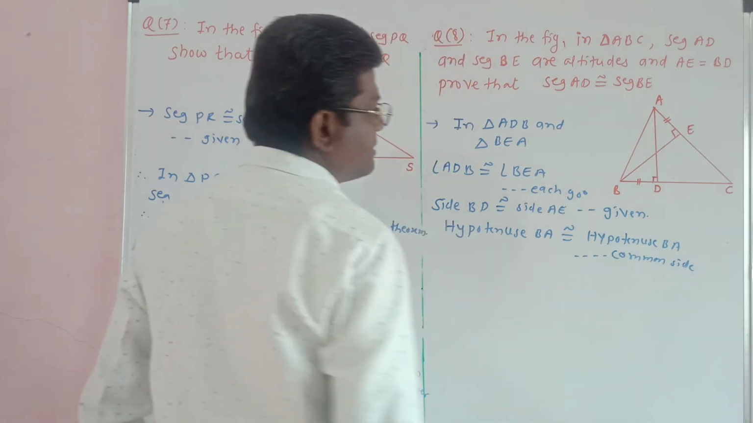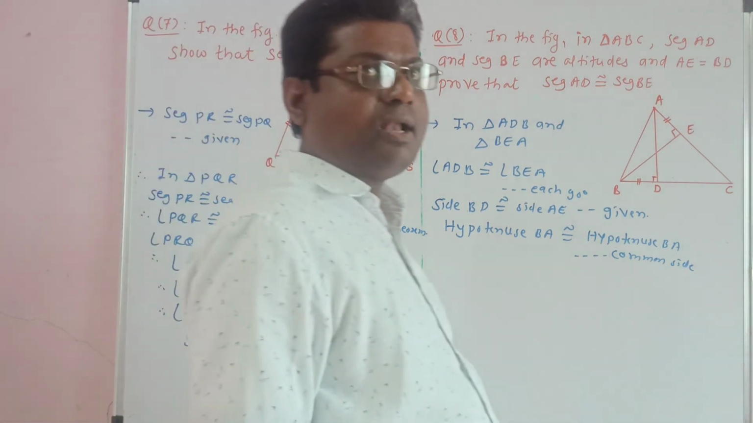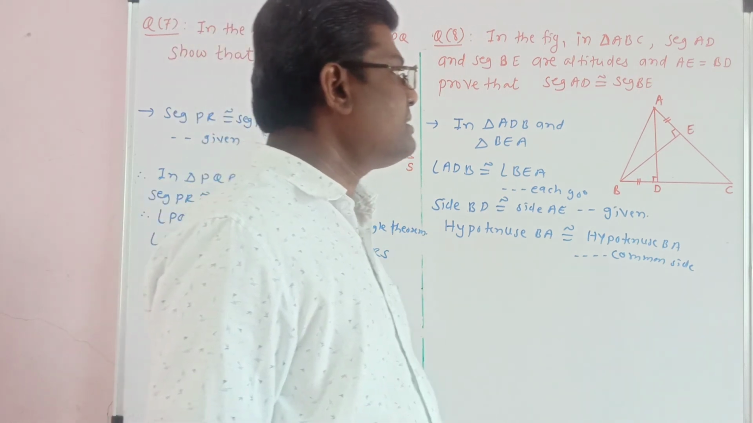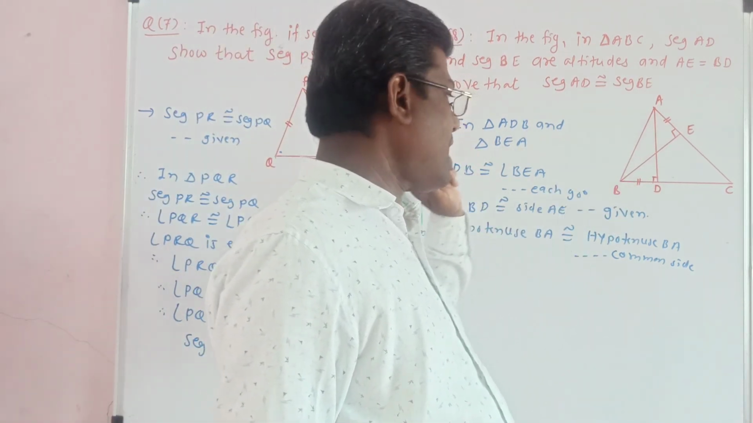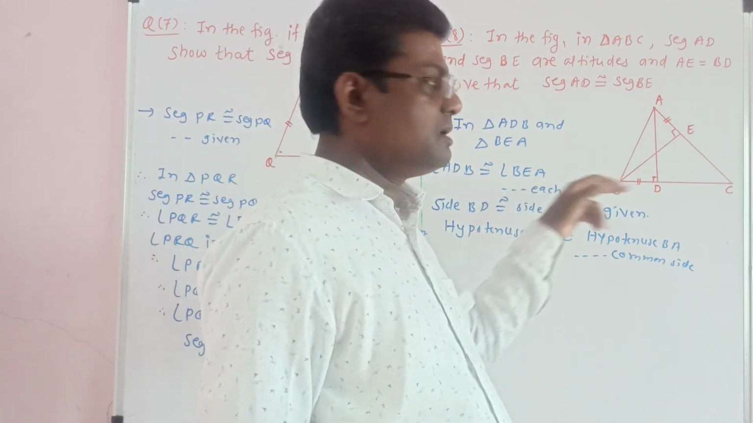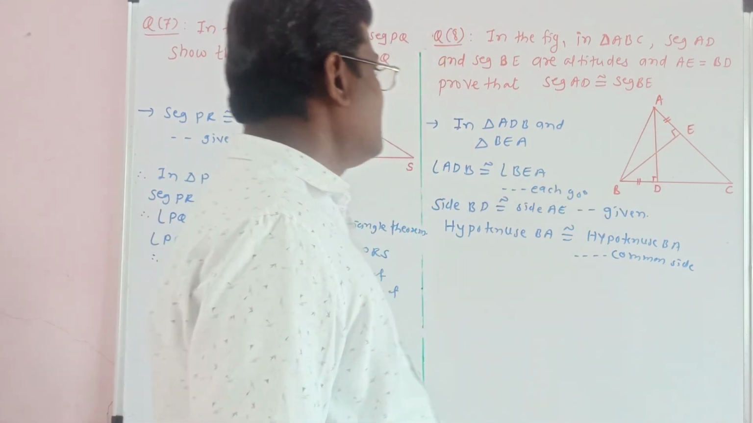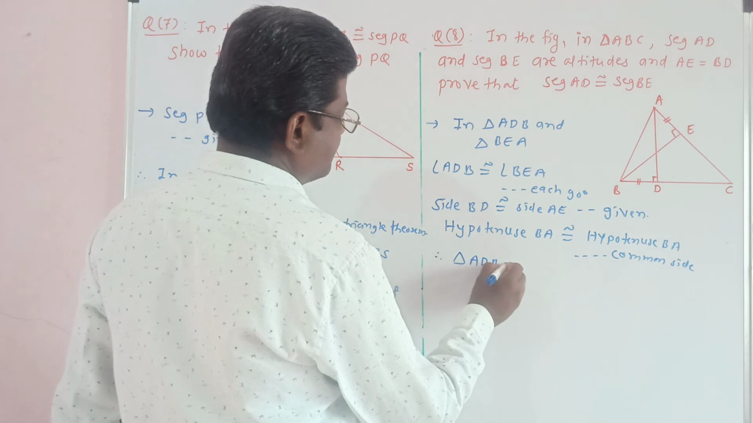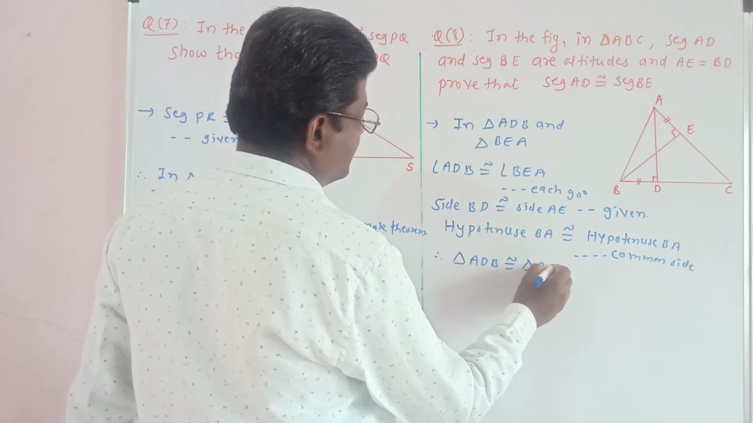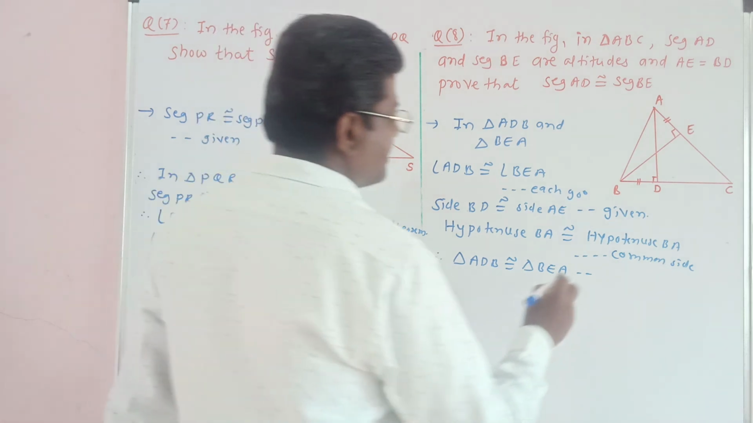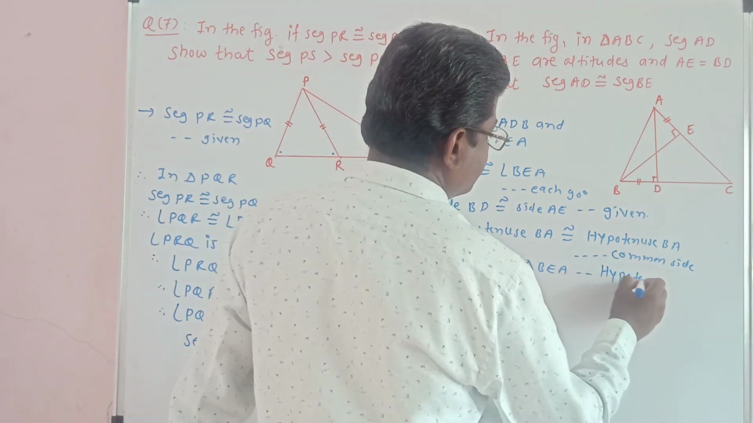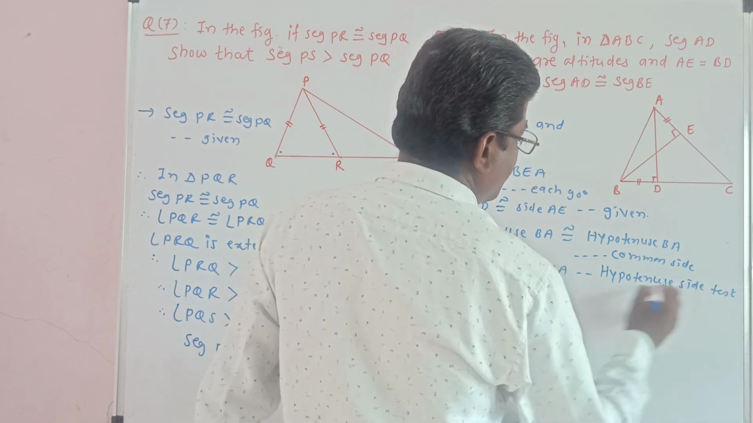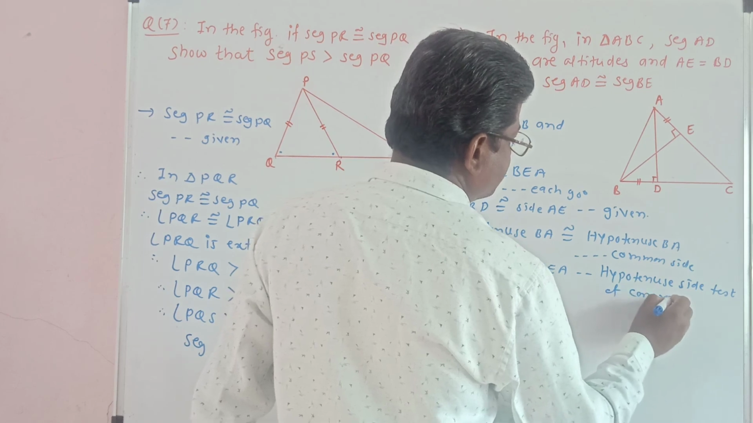For these two triangles, one angle is 90 degrees. Therefore these two triangles are right angled triangles and their hypotenuse is common and one side is congruent. Therefore these two triangles are congruent. Triangle ADB congruent triangle BEA, and test is the hypotenuse side test of congruence.